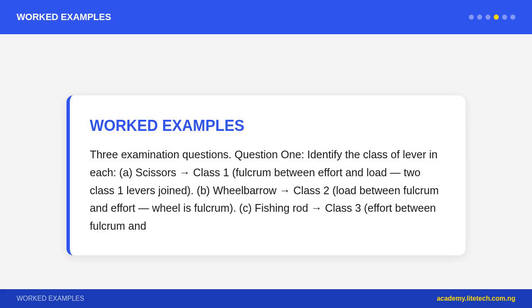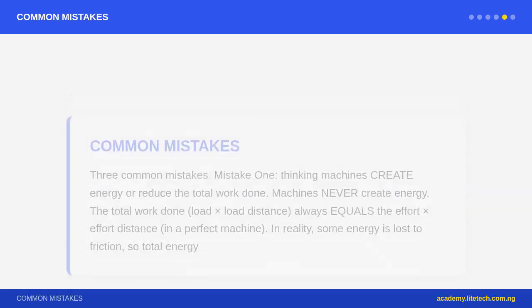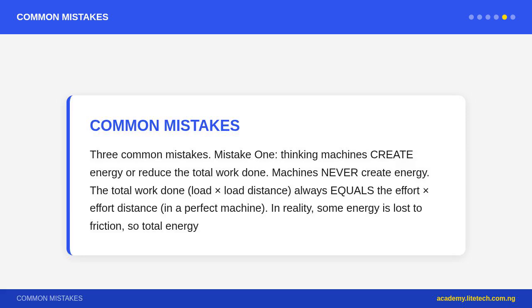Question 2. A mechanic uses a lever to lift a car engine weighing 800 N. He applies an effort of 200 N. Calculate the mechanical advantage. MA equals load / effort equals 800 / 200 is equal to 4. This means the lever multiplies the mechanic's force by 4. He lifts 800 N using only 200 N of effort.